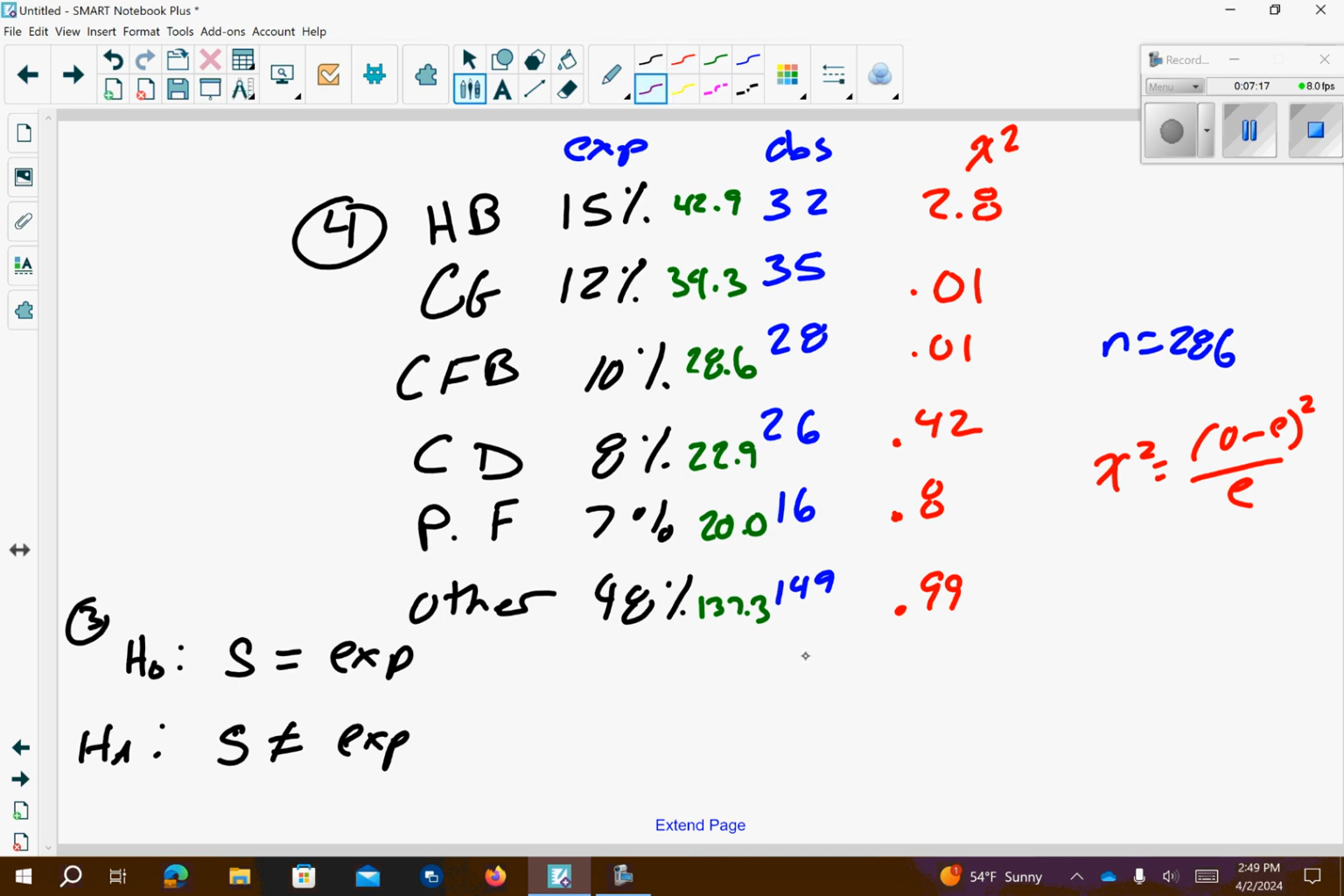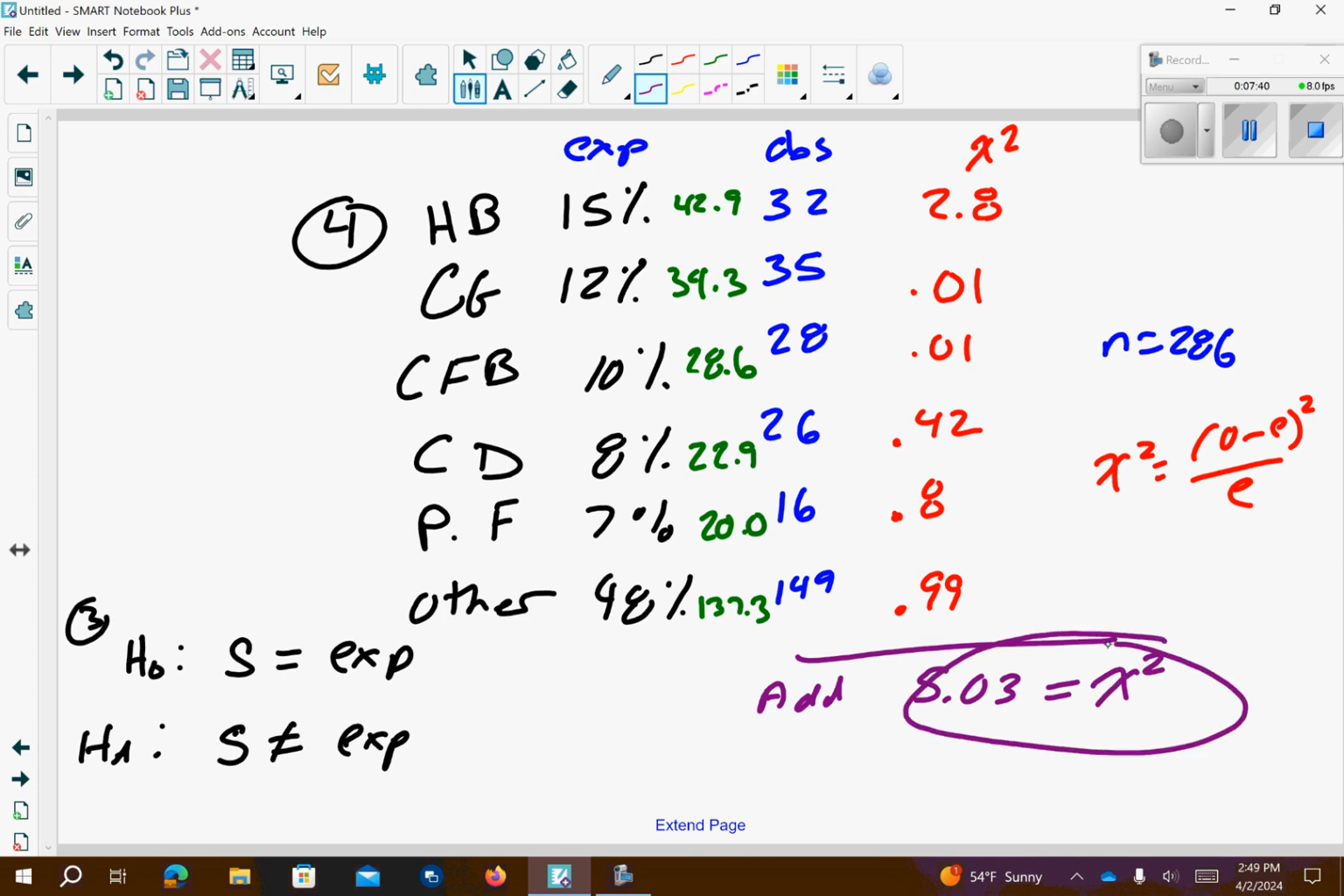Now what you should do is add up all those things, so that'll give you your chi-squared. So 2.8 plus 0.01 plus 0.01 plus 0.42 plus 0.8 plus 0.99. So that's going to give me 5.03. That's my chi-squared sum. Okay, so that takes care of 3 and 4. All right, then we're going to move on to page 128.